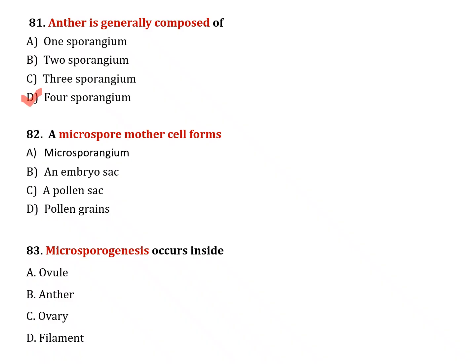The next question, number 82. A microspore mother cell forms: option A, microsporangium; option B, an embryo sac; option C, a pollen sac; option D, pollen grains. The correct answer is option D, pollen grains.